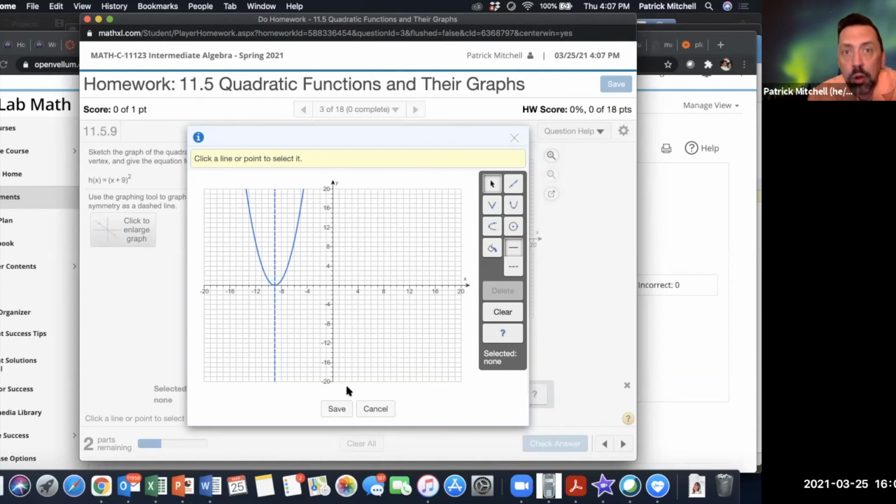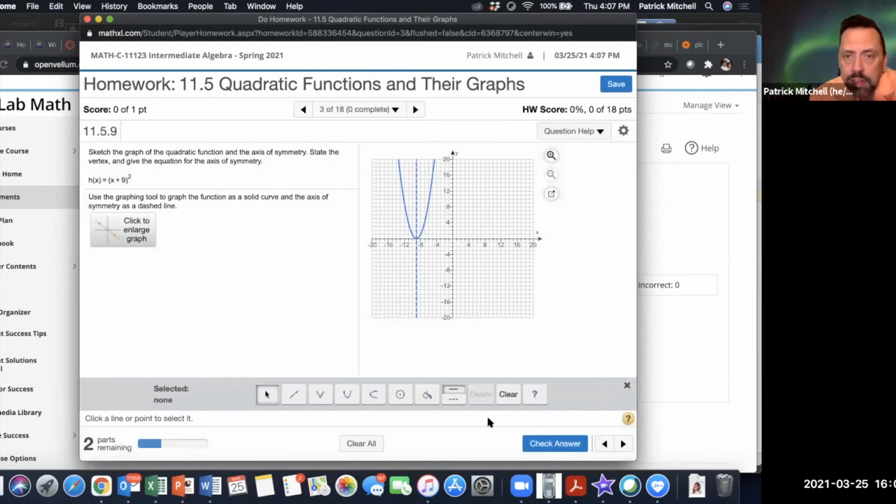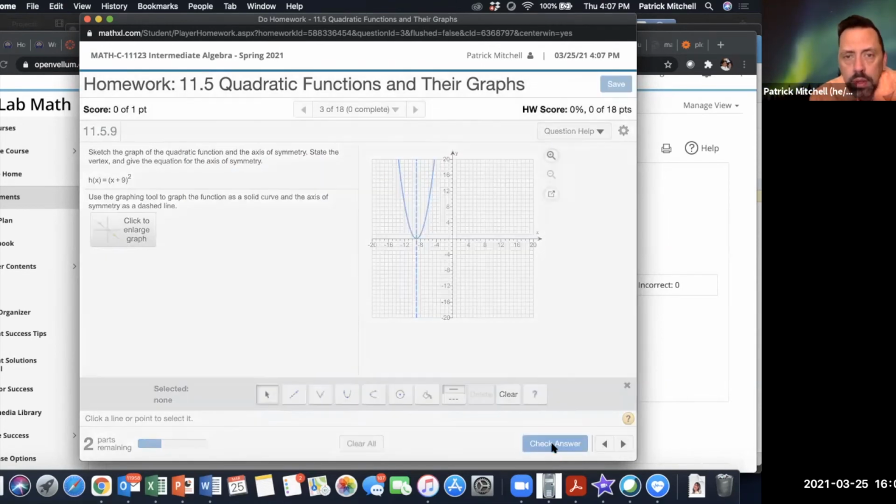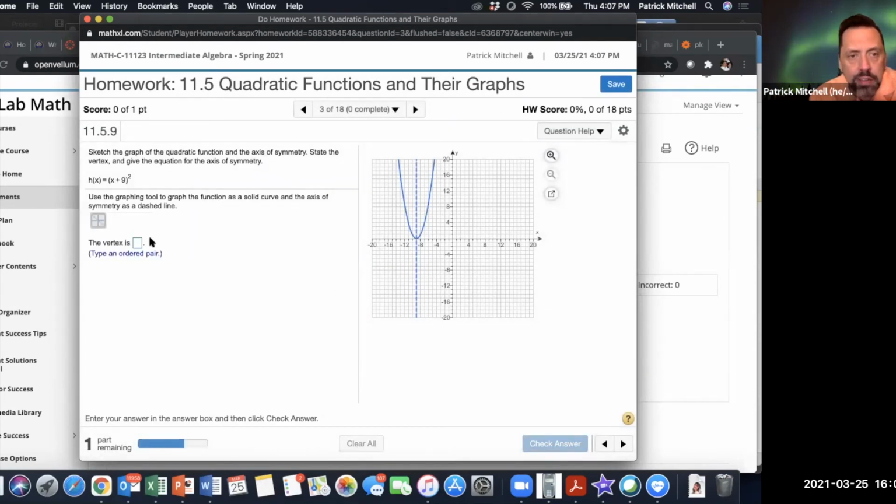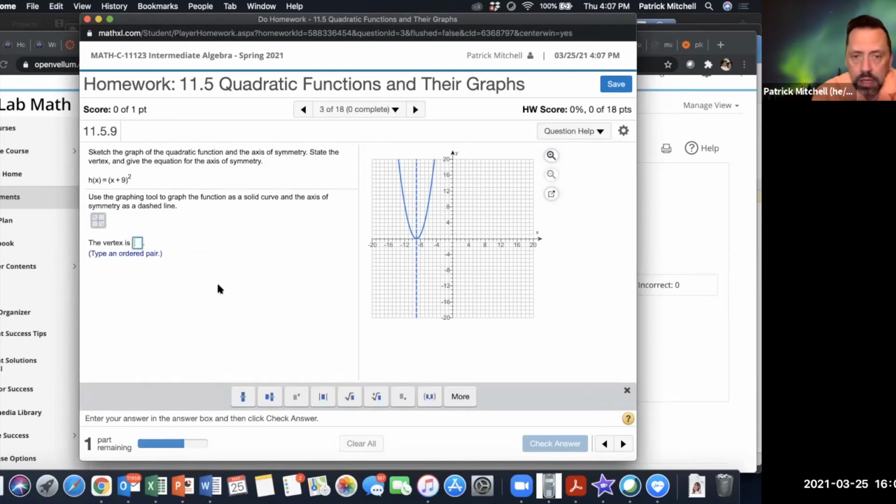So don't worry, we're going to be doing this a few more times in this section if you didn't quite get every single step of that. Right now I'm going to hit save, and now I'm going to ask it to check my answer. Woohoo! It likes that answer. So now the next thing it wants to know is what is the vertex. We're going to type an ordered pair. Don't forget the parentheses. I could use this button. And then I just put the -9 there and the 0 there.